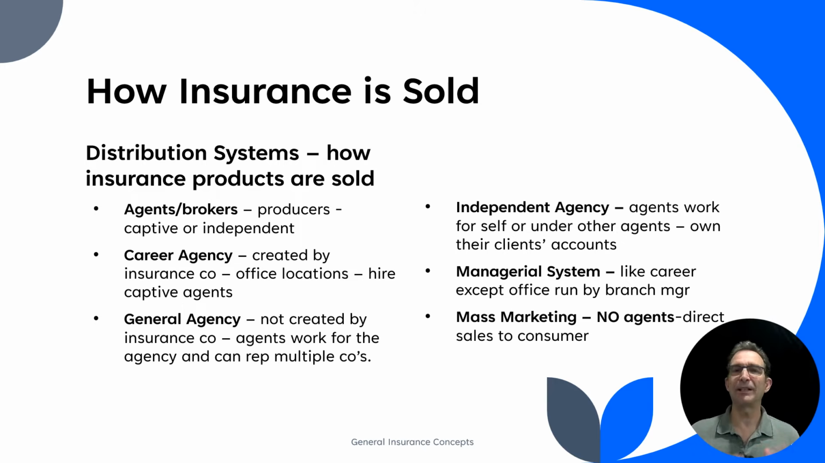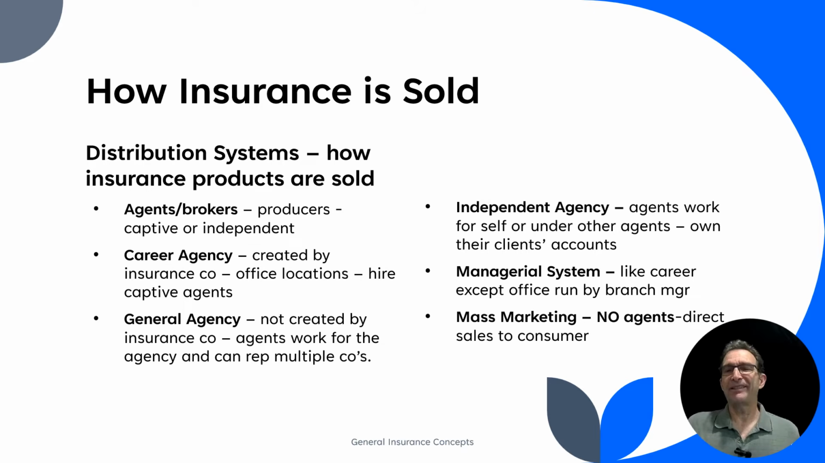Now, a general agency is not created by an insurance company. So when you're making your notes here, for career, just say created by an insurance company. General agency, it's not the insurance company that's created. Agents work for the agency. And again, they can usually represent multiple companies. But an agent here is tied to that particular general agency.